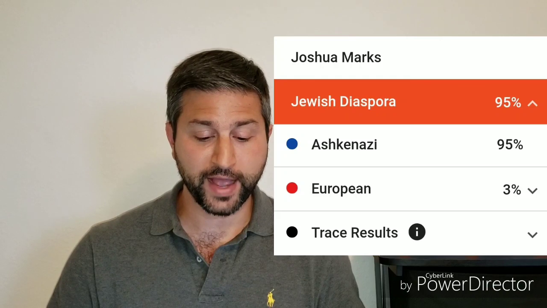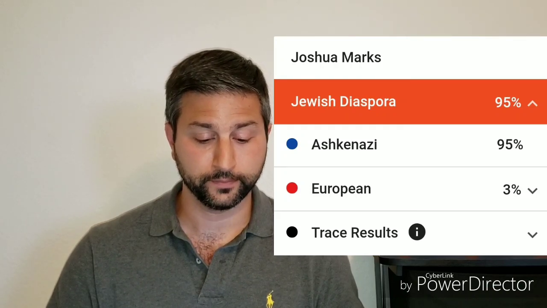So what does Family Tree DNA say? Well, in My Origins, it says that I am 95% Jewish diaspora, and that Jewish diaspora is all completely Ashkenazi, 95% Ashkenazi. And what is the other 5%? Well, 3% is European, and all that European is East Europe, 3% East Europe. And then I get trace results.